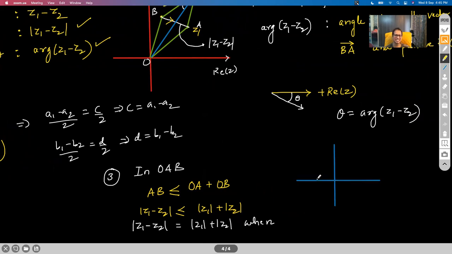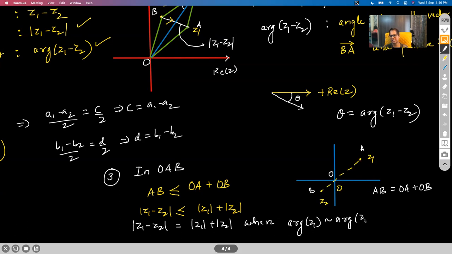When do you think the distance between Z1 and Z2, right, Nikhil? Let's say Z1 is here, Z2 is here. Now from the diagram itself, you will be getting your answer. When do you think the distance between Z1 and Z2 will be the sum of the distances of Z1 and Z2 from the origin? You say, sir, you have actually drawn it. So the answer is there in the figure only, correct? So when the difference of arguments of Z1 and Z2 is pi, please note this down, very, very important.